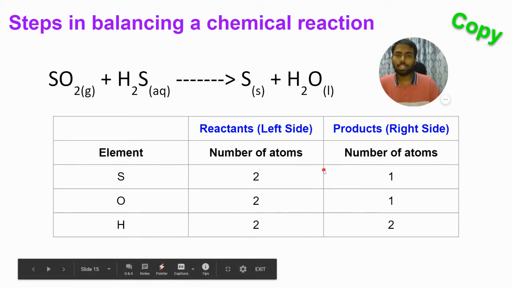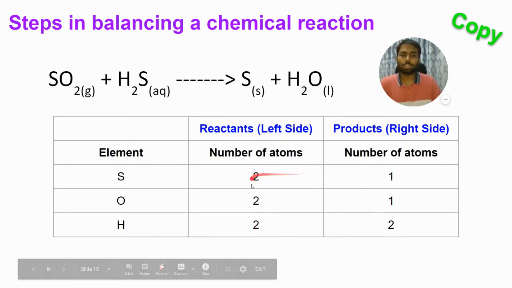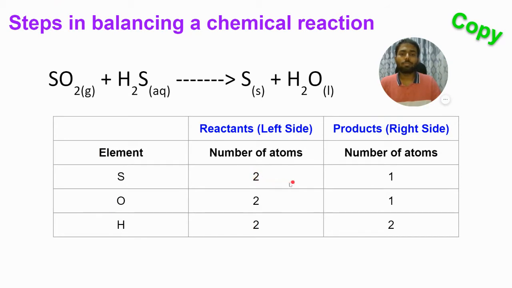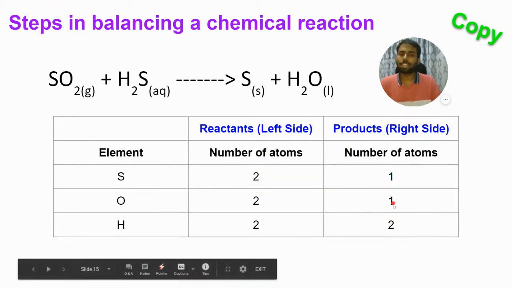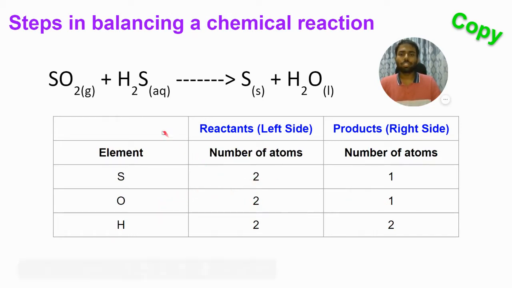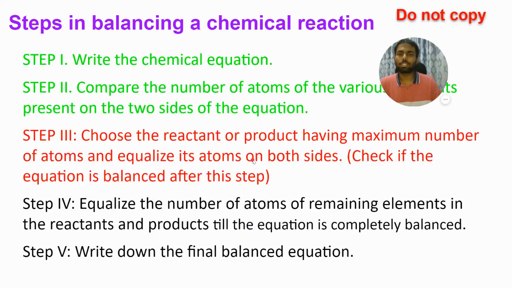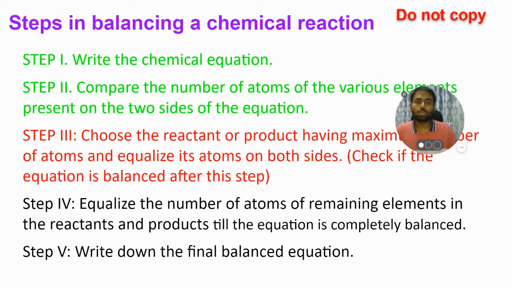So is this chemical equation balanced? The answer is no, because here there are 2 atoms of sulfur and here only 1 atom. Here there are 2 atoms of oxygen, here only 1 atom. So this is not a balanced chemical reaction. Okay, so we have done that. We have made the comparison. So we are done with step number 2 as well.